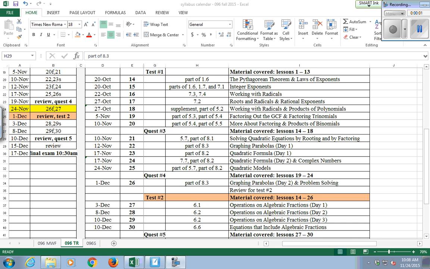Finishing class 26 today. We're also going to do class 27, but 27 will not be on the test. Okay? And the next class we have, Tuesday of next week, is going to be our review and test 2 day. Okay? So test 2 will be on lessons 14 through 26. Everything that was on quest 3, everything that was on quest 4, plus one more lesson, class 26.